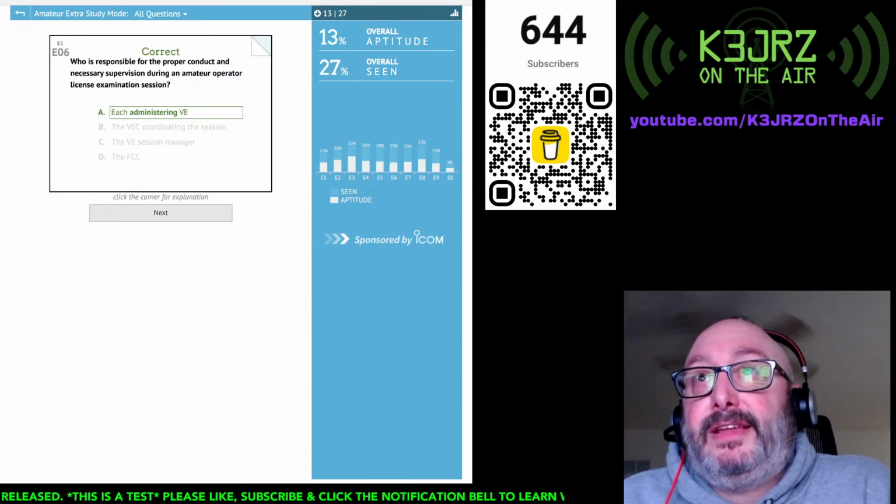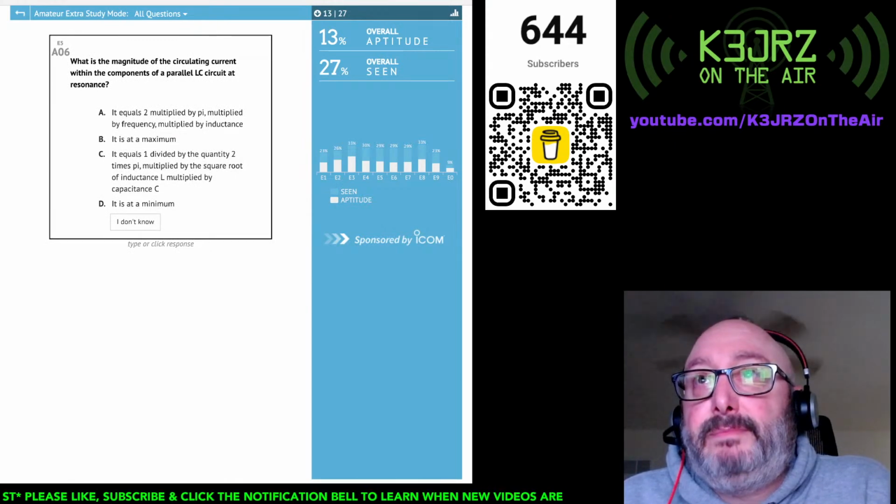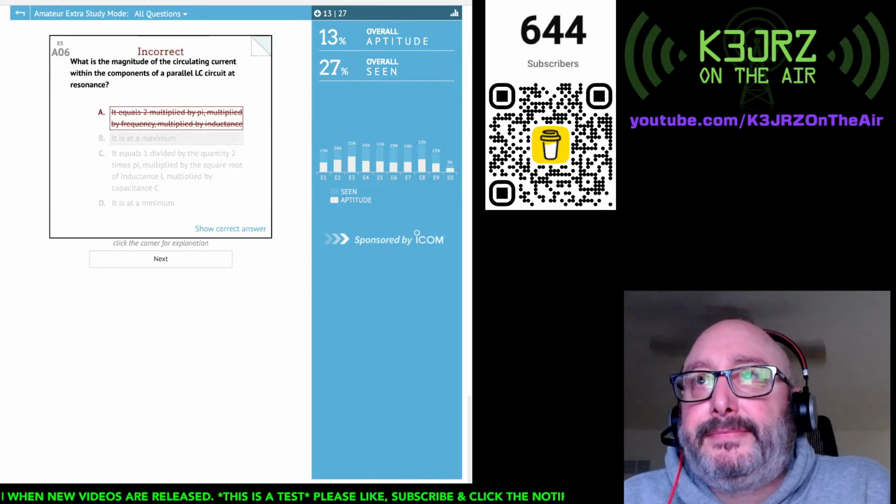So that's why I kind of think that's just kind of weird. What is the magnitude of the circulating current with the components of a parallel LC circuit in resonance? At resonance, equals 2 multiplied by pi. Oh, fuck me. Maximum.